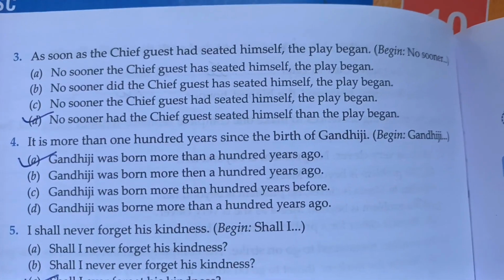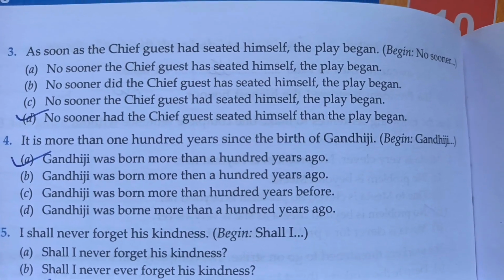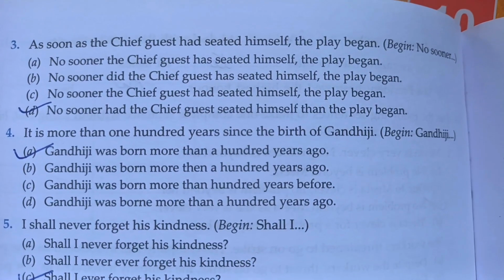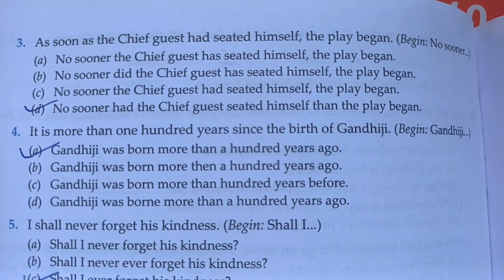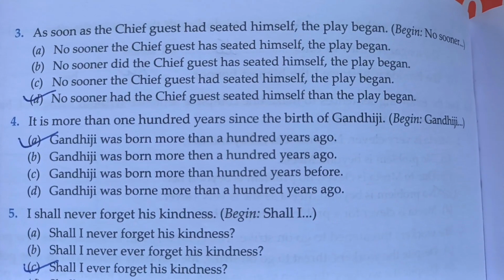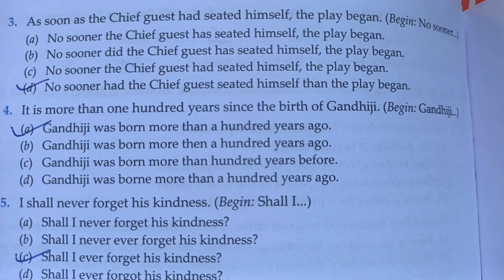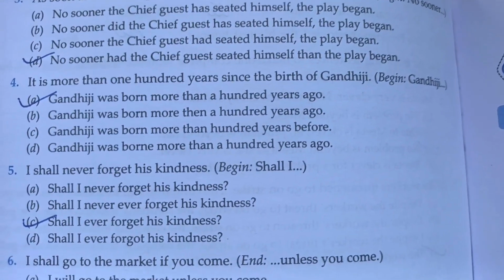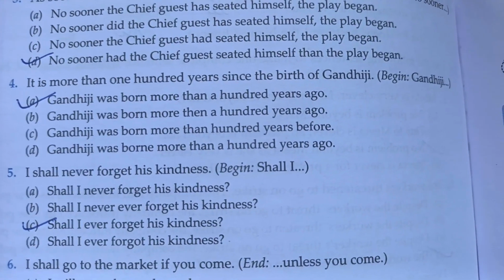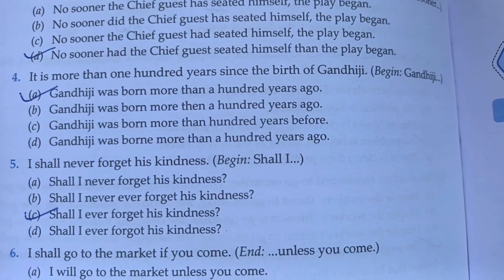Next one, as soon as the chief guest had seated himself, the play began. So here it used no sooner. So option D is correct. No sooner had the chief guest seated himself than the play began. Number 4, it is more than 100 years since the birth of Gandhiji. So here option A is correct. Gandhiji was born more than 100 years ago.